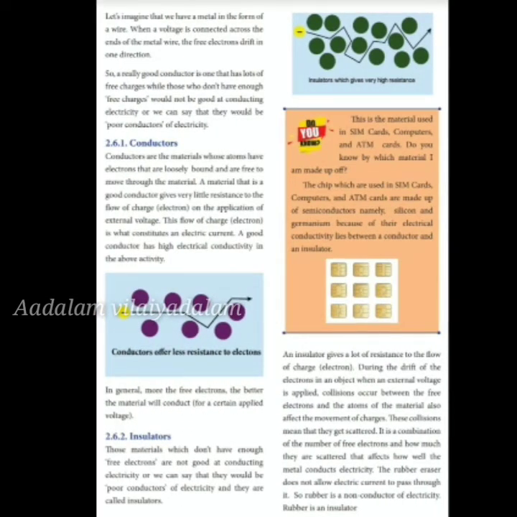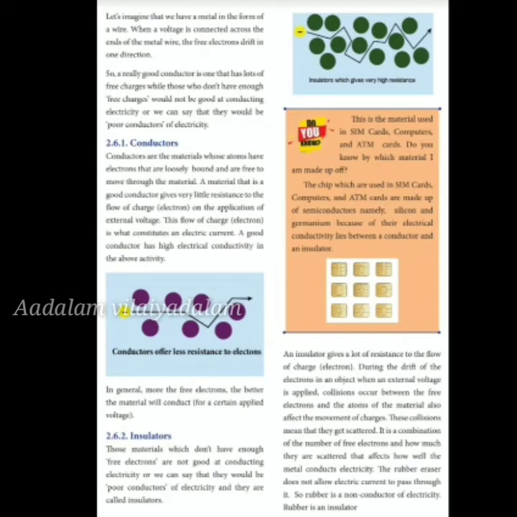Insulators: see in the diagram, see in the figure, in conductors, the atoms have electrons that are loosely bound and are free to move through the material. While you can see in the insulators figure, the atoms have electrons that are tightly bound and are not free to move through the material. This is the difference between conductors and insulators.